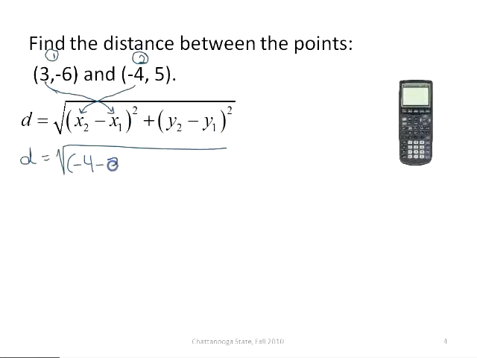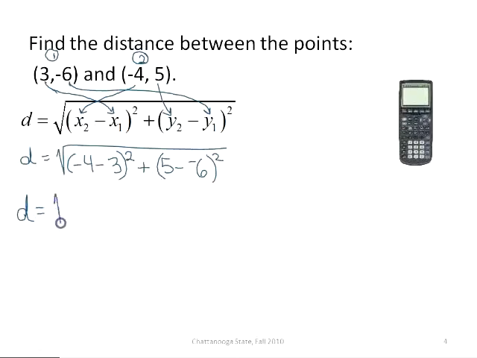Negative 4 minus a 3. Because the formula has subtraction in it, be real careful with your signs. Then outside the parentheses, we put our squared. Plus, now we want to do the same thing with the y's. If this is the first point, and this is the second point, my second y is the 5, and my first y is the negative 6. So I have 5 minus a negative 6 squared.